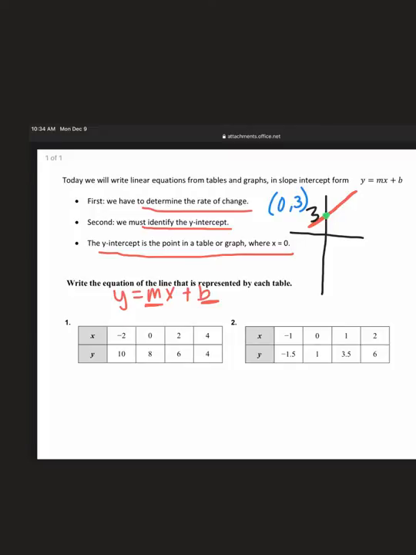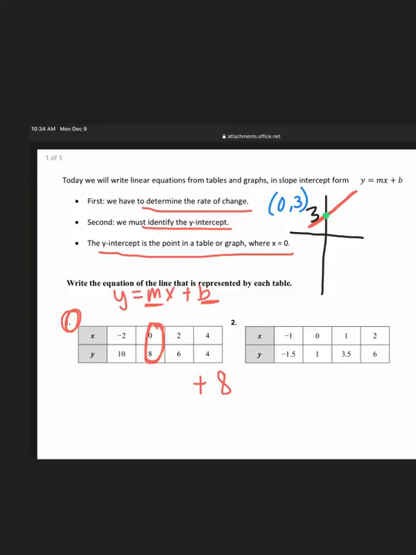Here it says that the y-intercept is the point in a table or graph where the x is 0. What's the point in this table right here, number 1? What's the point here where x is 0? What's the y-intercept? 8, right? It's this right here. Notice x is 0, y is 8. So what's our y-intercept? 8, right? So if we're writing it in y equals mx plus b form, this would be a plus or minus 8? Plus 8, right? Next, we have to find out our rate of change.